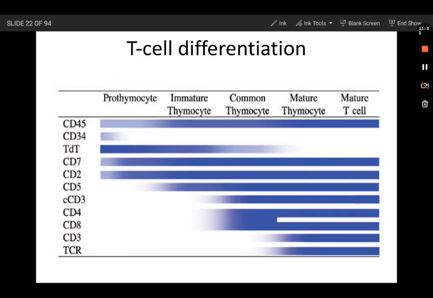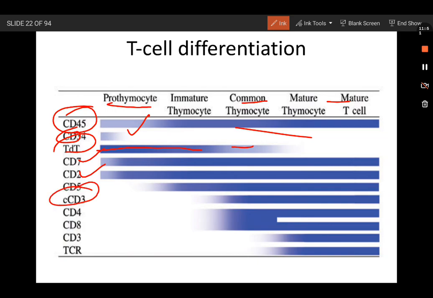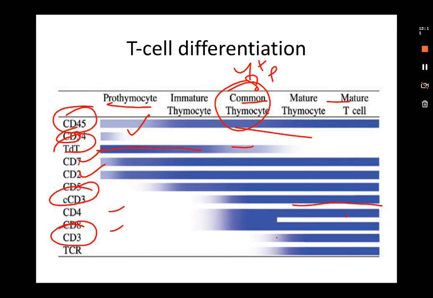Now coming to T cell differentiation. Similarly, CD45 is in all, from immature to mature ones. CD34 is a marker of immaturity. TDT is again a marker of immaturity, also in common thymocyte. CD7 and CD2 are in almost all. CD5 is not in the prothymocyte but in late immatures and mature. Cytoplasmic CD3 is somewhat in immature but also in mature, but surface CD3 is only in the mature forms. CD4 and CD8 appear from the common thymocyte, which is why it is called common thymocyte, because it is CD4 and CD8 positive, and then mature thymocyte and mature T cell, and T cell receptor in mature thymocyte and T cells.